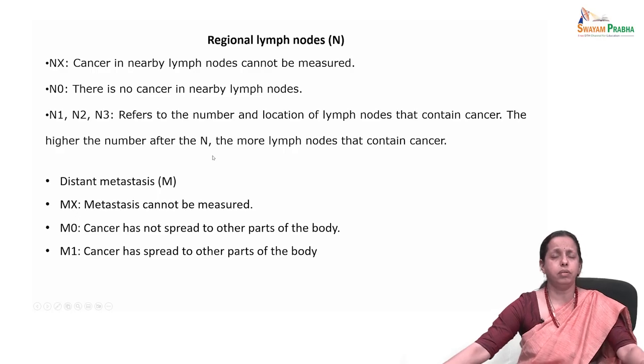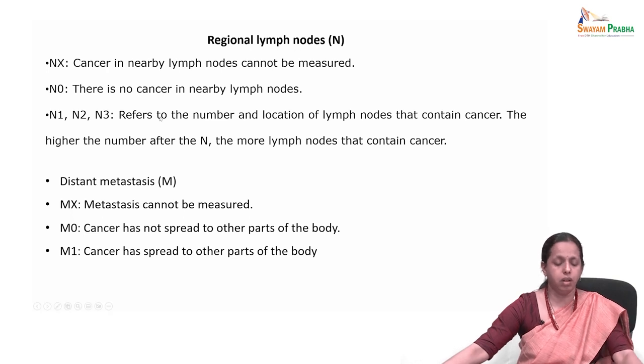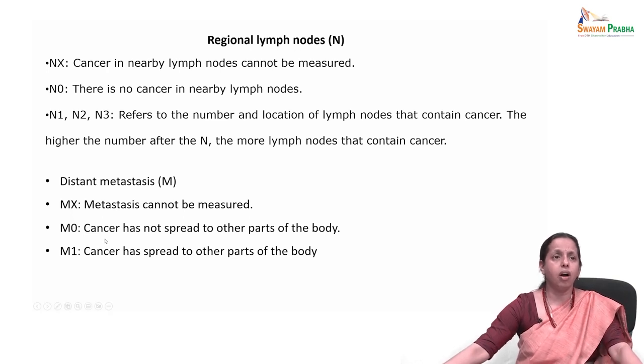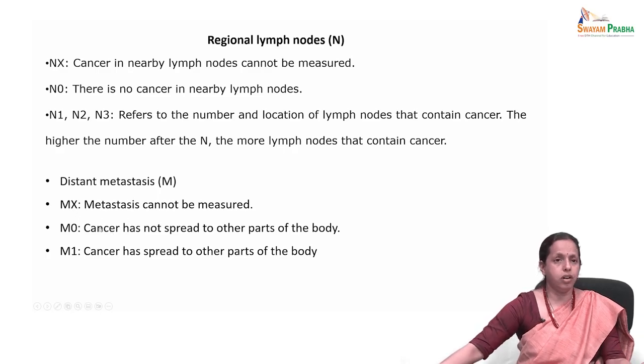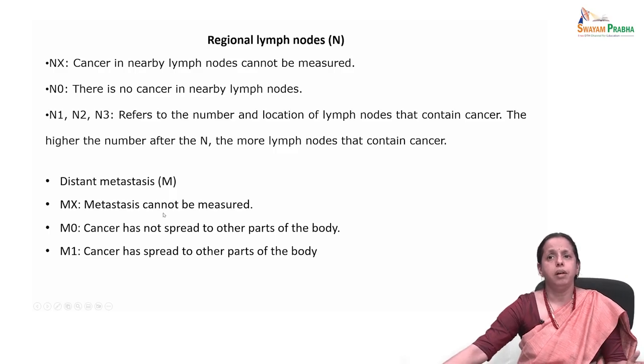But before, just to get this session, we will brush up on what the terminologies are for your cancer screening, or if you get a PET CT report, how do you interpret or talk about it? M1 is cancer has spread to other parts.